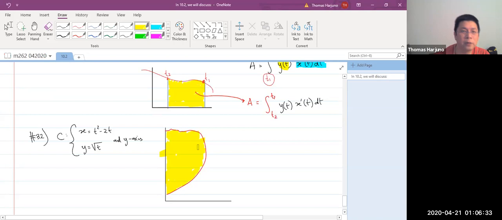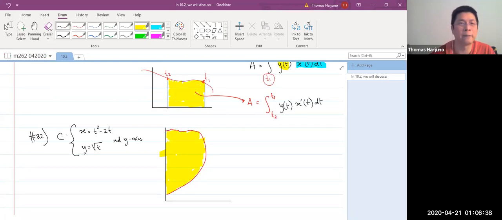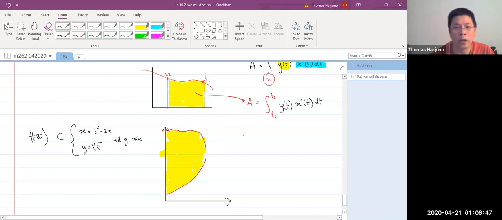Well, let's find first, when will this curve hit the y-axis? How do we know? At what t the curve hits the y-axis. The y-intercept will be when x equals 0, right? Now then I get t squared minus 2t equals 0. When you solve that, you will get t equals 0 and t equals 2.